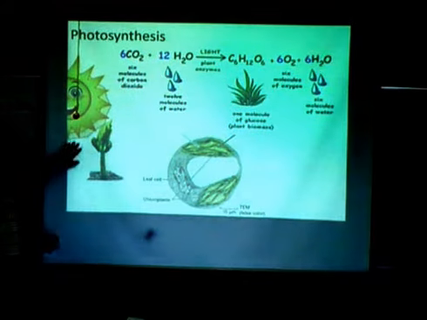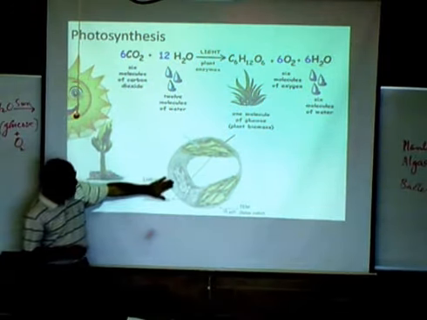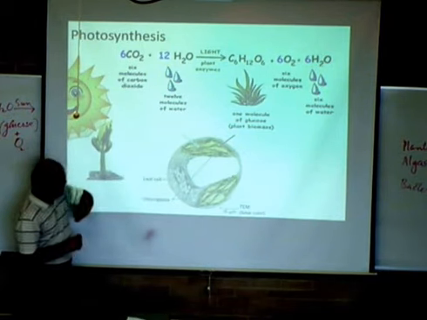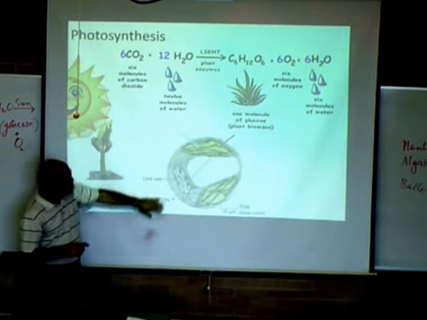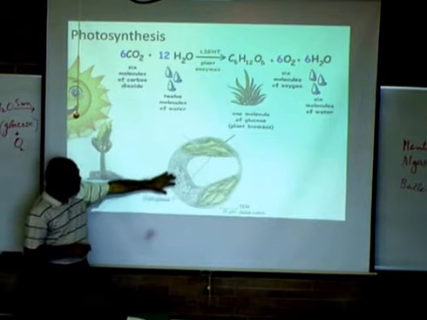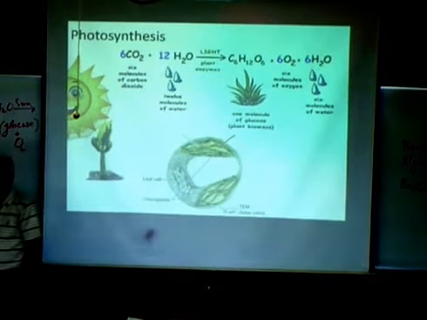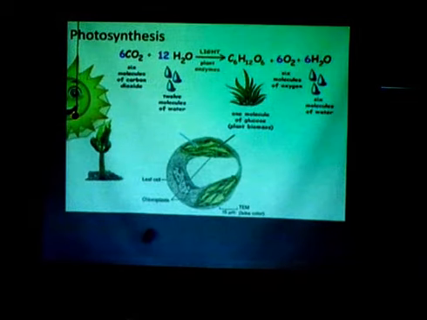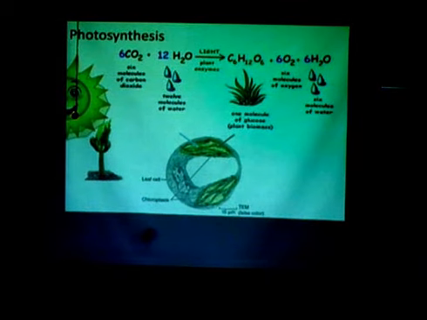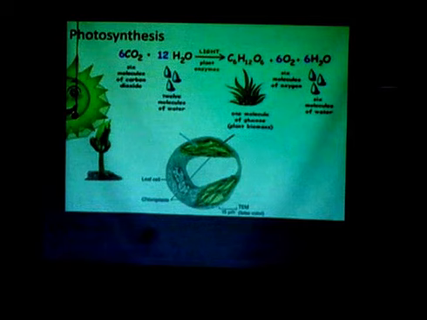And inside their leaves, this is a section of a leaf. So inside the leaf, the part which makes them green are these structures, which are called chloroplasts. Chloroplasts are organelles.